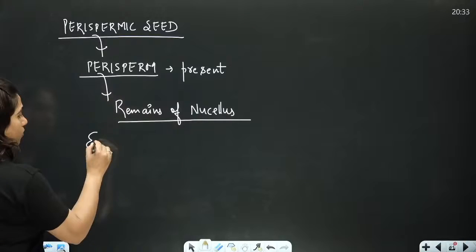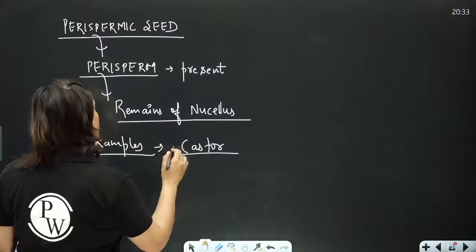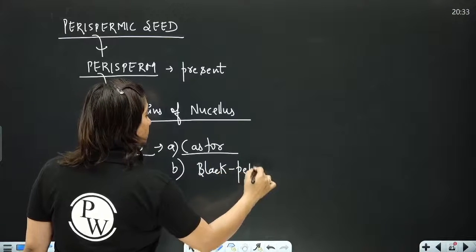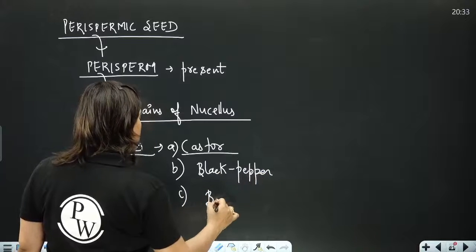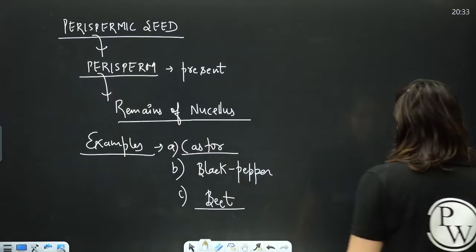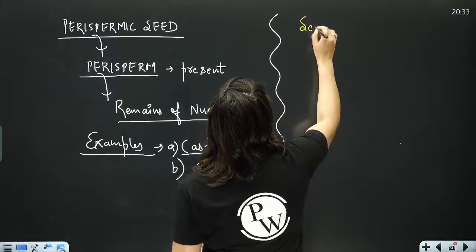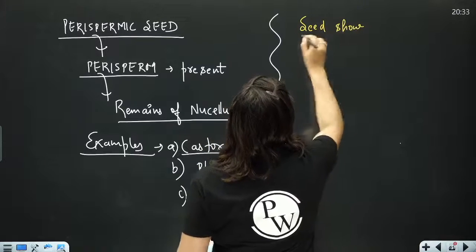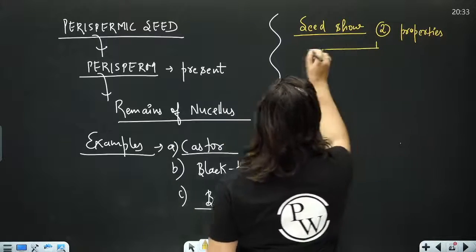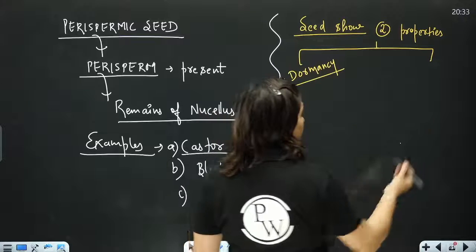And perispermic seeds are found in plants like castor. Castor has a perispermic seed. Then black pepper. Then beet. Okay, so these are some examples of perispermic seed. Okay, so this makes an important question. Now, seeds show two properties which are very important. First is dormancy, and the second one is dehydration.